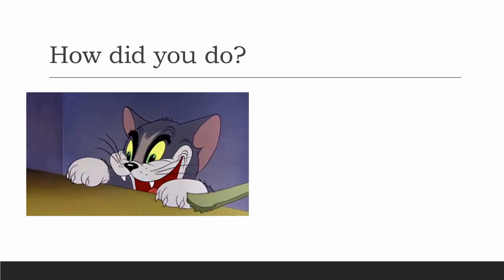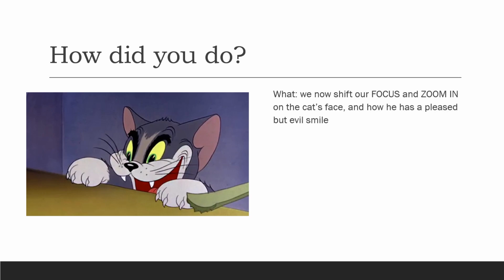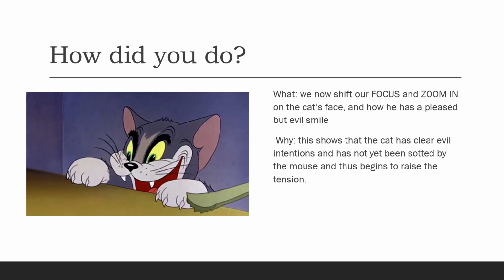However, this image suddenly changes the story. We've now shifted and zoomed in on the cat's face from the mouse's happy face. The cat is also quite pleased. However, there is an evil smile. Why is it important the writer has done this? Well, it shows that the cat has a clear evil intention and has not yet been spotted by the mouse, and thus begins to raise the tension.